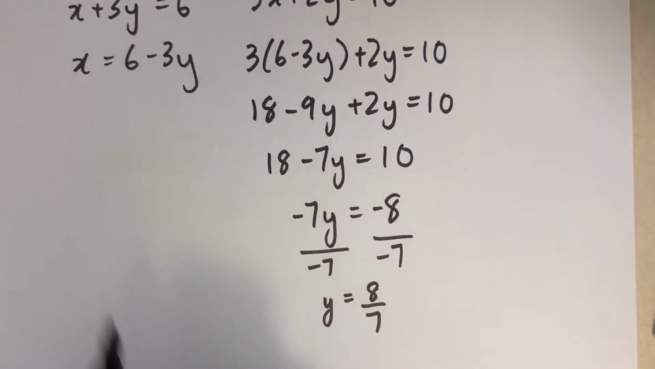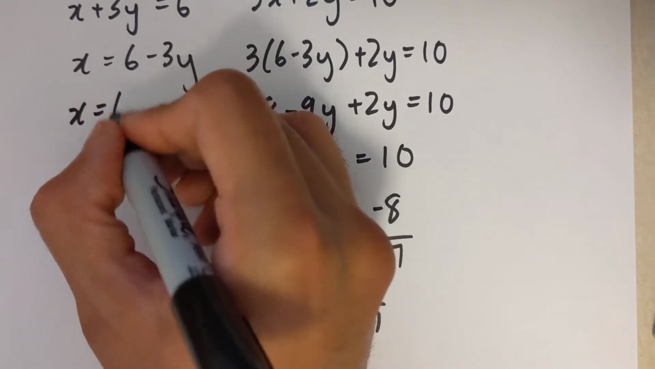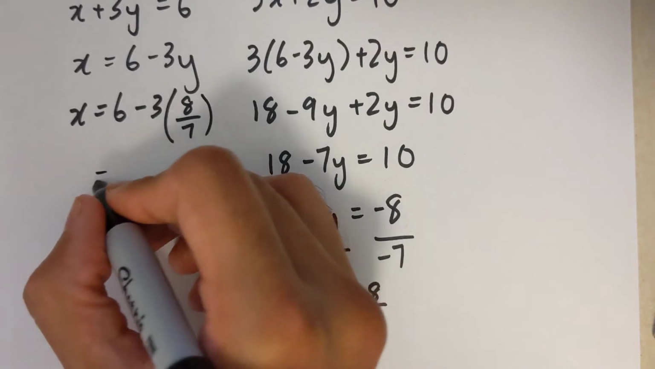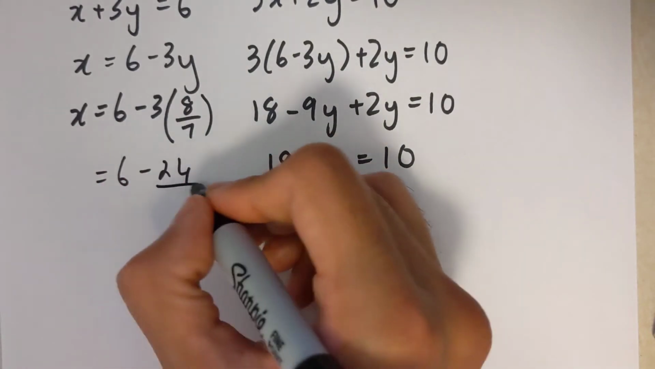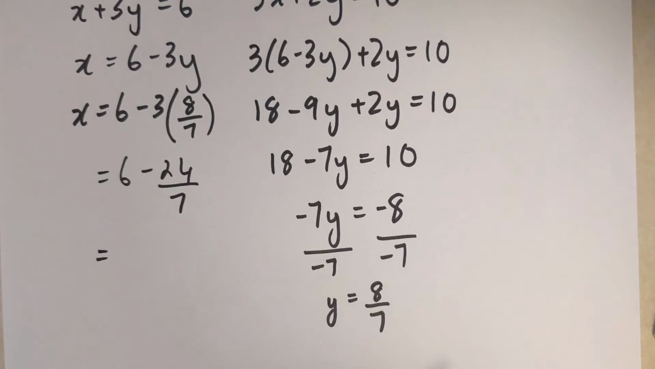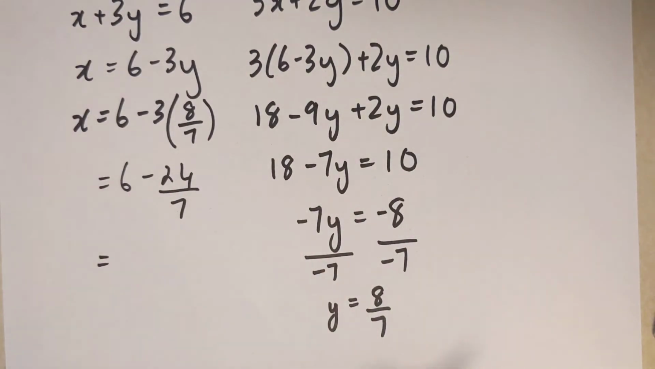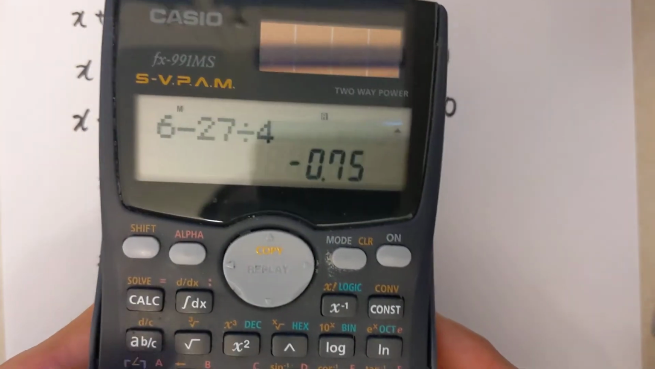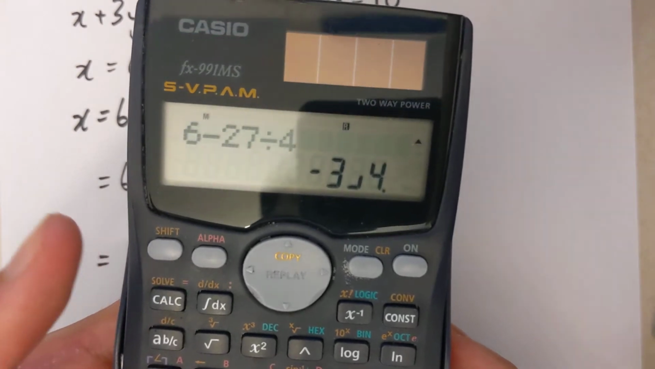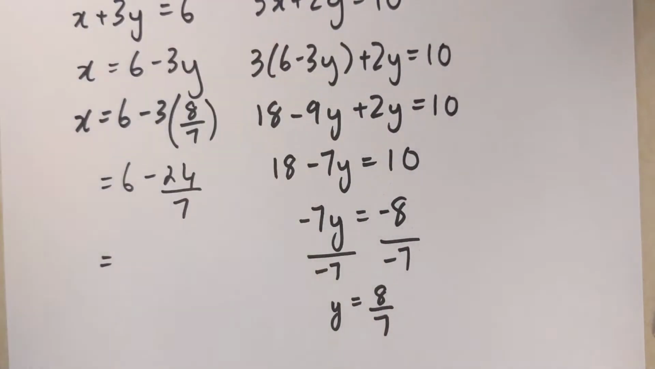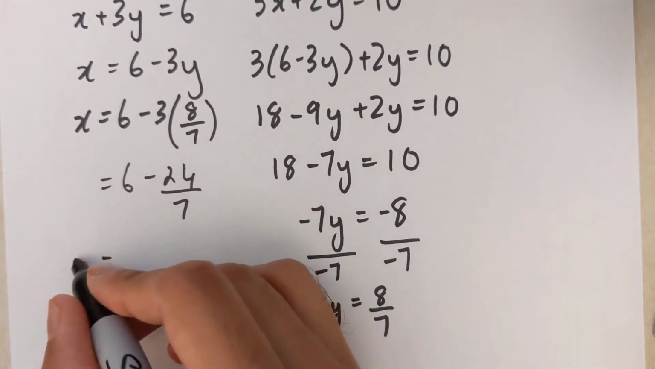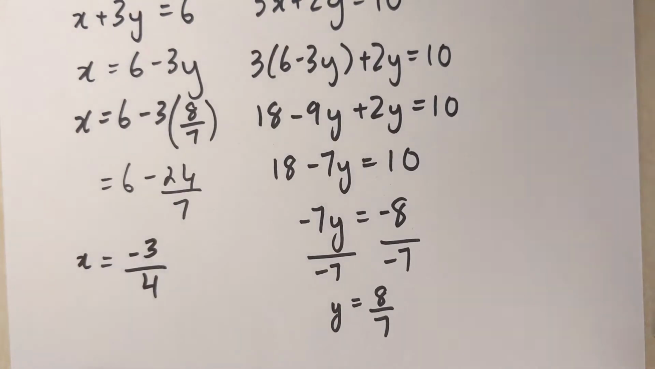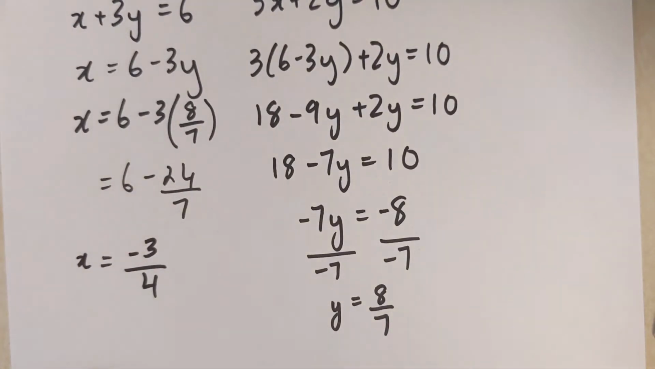I'm going to come back here and sub it for x. So x equals 6 minus 3 times 8 over 7, which is 6 minus 24 over 7. And you can either do this with a common denominator, or you can also use a scientific calculator. In my scientific calculator, if I type 6 minus 24 over 7 and I hit shift A B over C, that turns it into a fraction, which is negative 3 over 4. So x equals negative 3 over 4. I prefer to do it in the scientific calculator. Again, my final solution here.